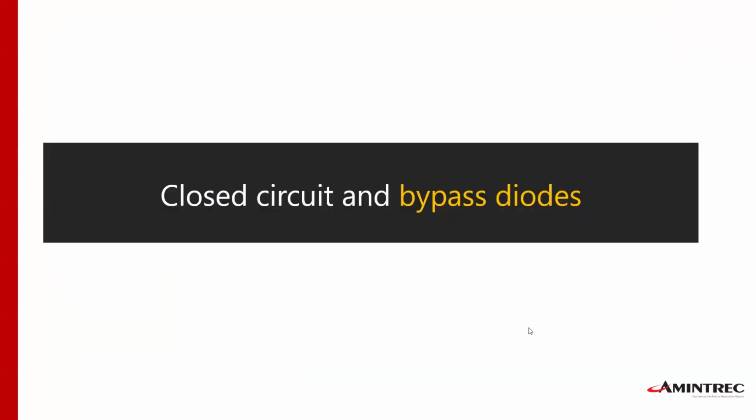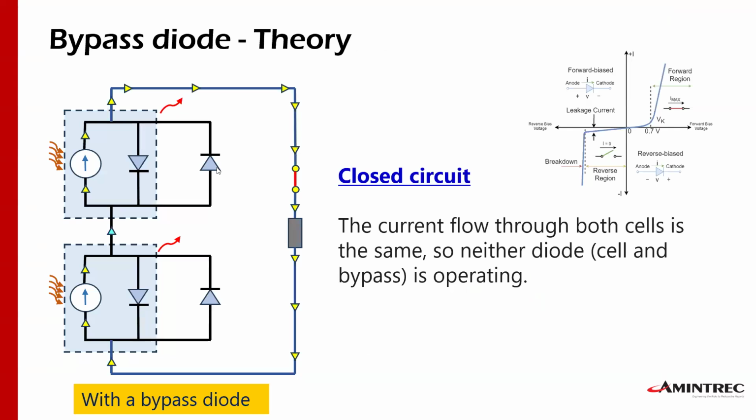All right, so now I move to the closed circuit, same situation, but installing a bypass diode or bypass diodes for every cell. So I install these two diodes. Okay, they are inverted. Okay, so right now it's a short circuit.